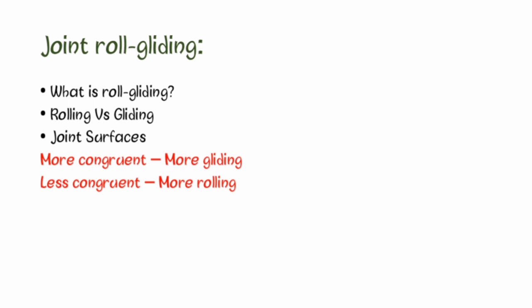Now let's take a look at the joint surfaces where gliding and rolling are predominant. Relatively more gliding is present when the joint surfaces are more congruent, which means that when they are completely flat or completely curved. And more rolling occurs when the joint surfaces are less congruent.